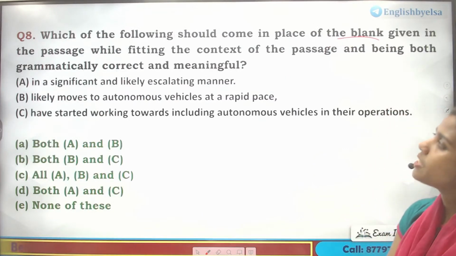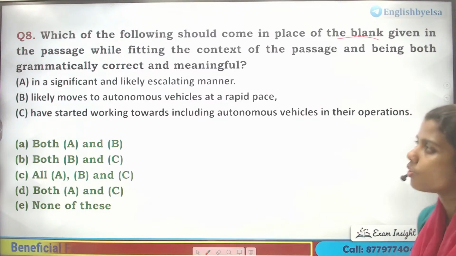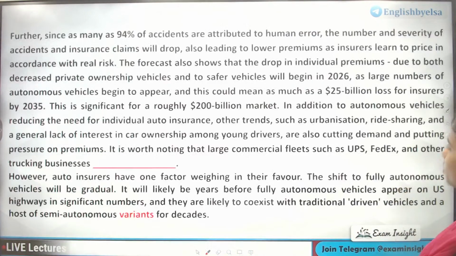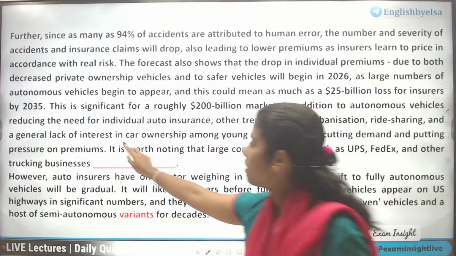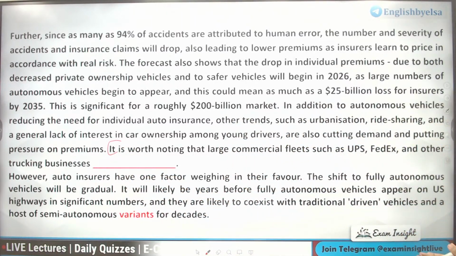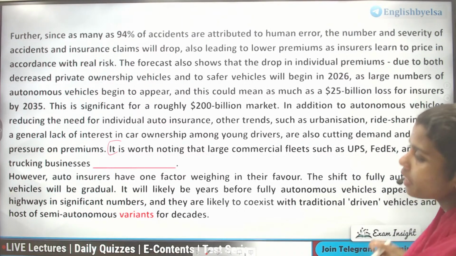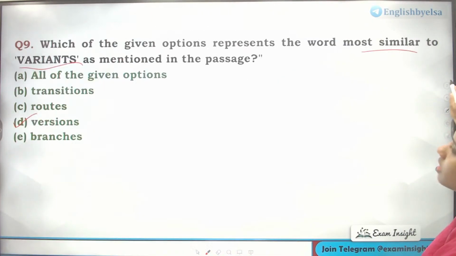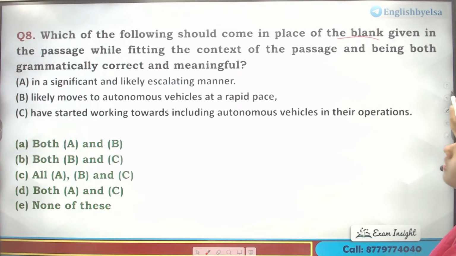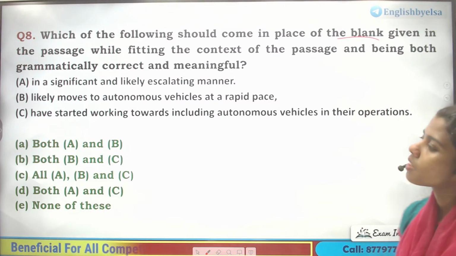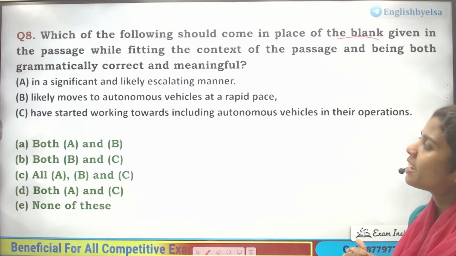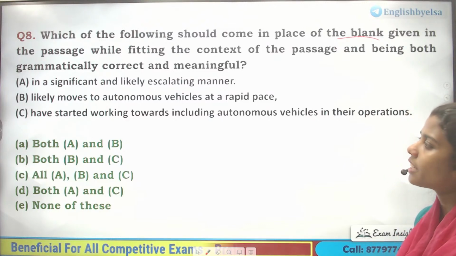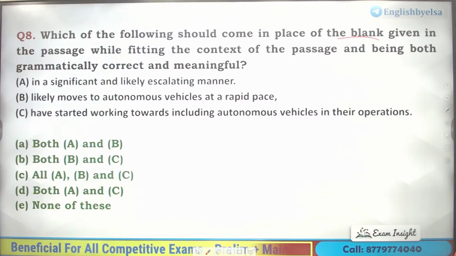Next one, which of the following should come in place of the blank? For that, I will have to go to the passage once to read from here. It is worth noting that large commercial fleets such as UPS, FedEx and other trucking businesses in a significant and likely escalating manner likely moves to autonomous vehicles at a rapid pace have started working towards including autonomous vehicles in their operations.